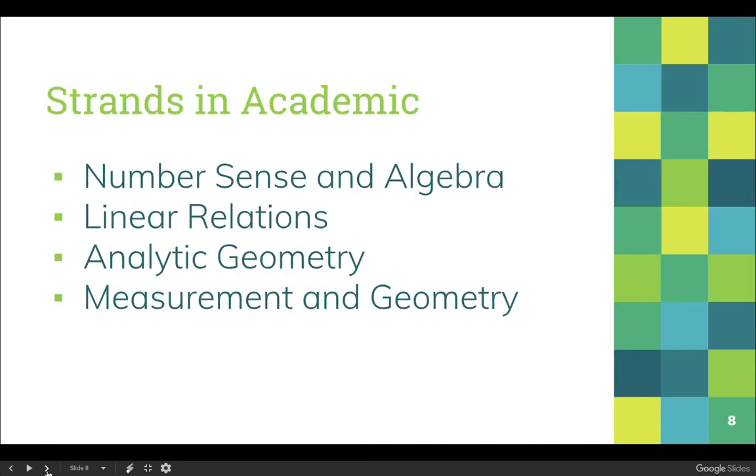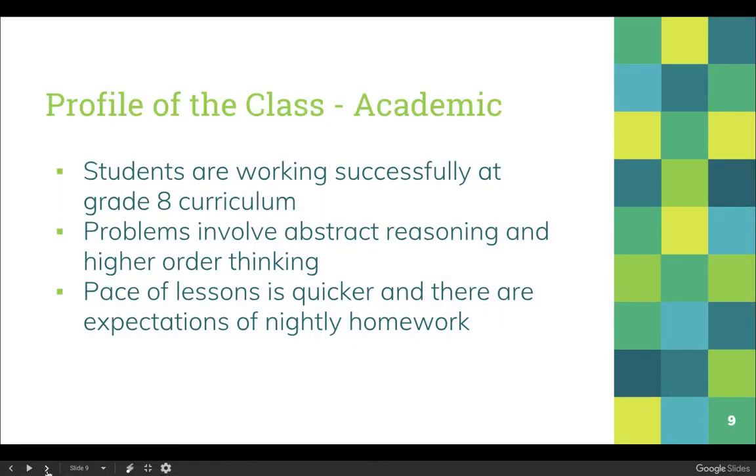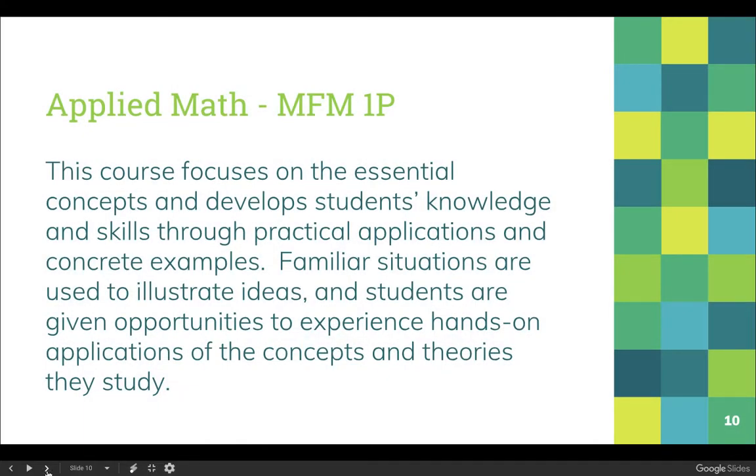The academic math has 4 strands. The applied has 3, so you'll see that in a second, but there are 4 strands in the academic path. And the profile of the class, while it varies school to school and teacher to teacher, generally speaking, these are the students who find success in academic are working successfully at the grade 8 curriculum. They're able to solve abstract problems, and the pace of the lessons is often quicker in academic than other pathways, and the expectation of nightly homework often exists. Again, it varies, but generally speaking, this is what you can find in an academic class.